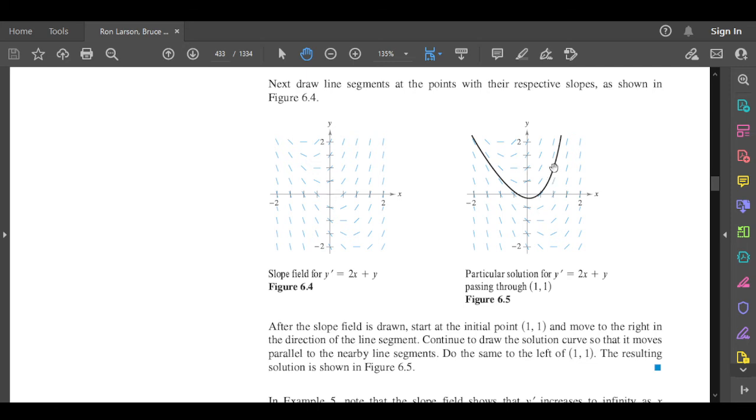So kung sa direction sa line segments, kini mga blue diri ang imong i-follow. So continue to draw the solution curve so that it moves parallel to the nearby line segments. So kini siya nga line, dapat parallel siya sa kini nga slope, kini nga slope or kini nga slope, then musubay ka na.